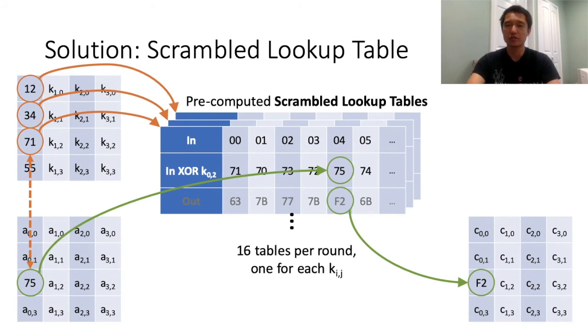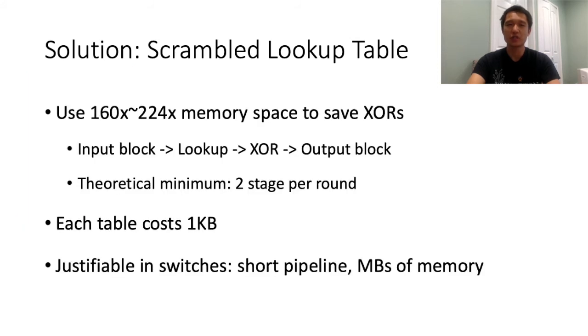We can also try to fold a few future XORs into the output of the Scrambled Lookup table. In this way, we use a lot of memory space, as much as 160 times to 224 times of memory space, to save some XORs. This is worthwhile because now every encryption round becomes simpler. Given the input block, we just do one lookup and then some XORs, and we immediately get the output block. Theoretically, this only requires 2 hardware pipeline stages per encryption round. In practice, we need 3 or 4 for technical reasons.